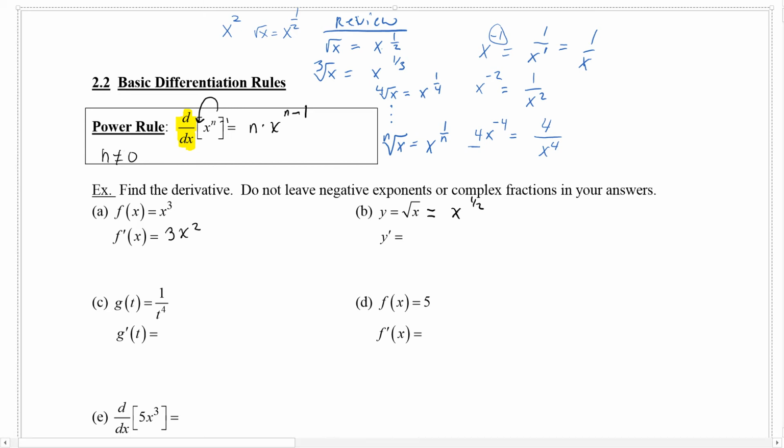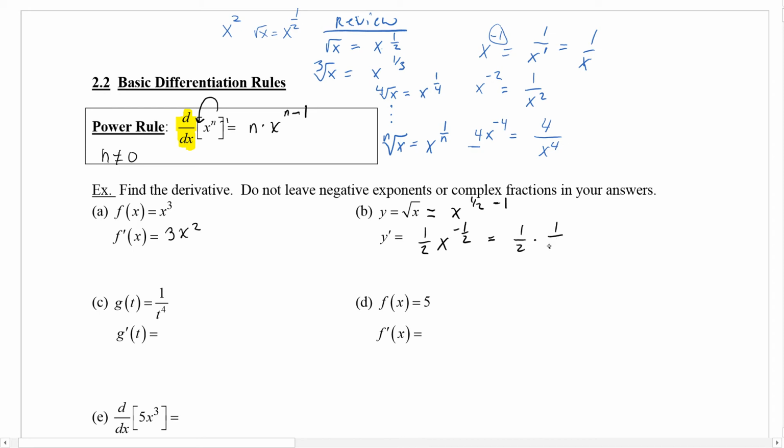X to the half, the derivative of x to the half is 1/2 x to the -1/2, because I took 1 away from the half. Well, we all know what a negative power means, right? It just means the reciprocal. 1/2, 1 over x to the half. And even further, I can leave it as 1/2 square root of x, since x to the half is the same thing as square root of x. Example number C, letter C.